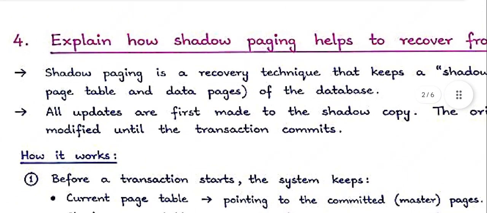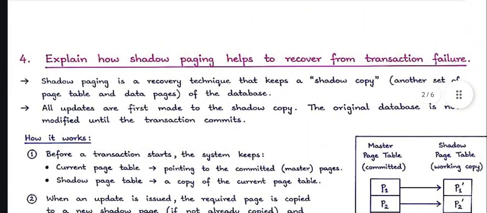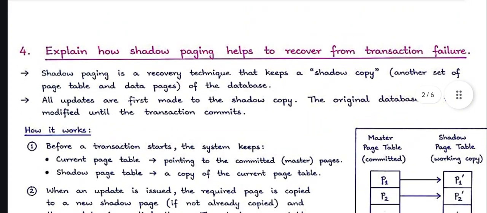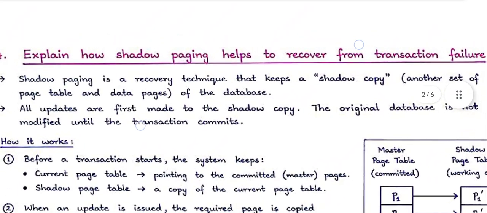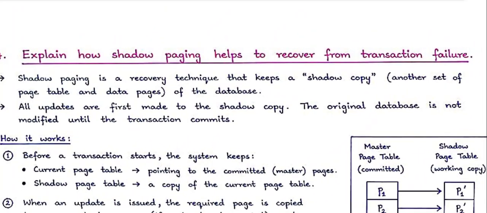Then explain how shadow paging helps to recover from transaction failure. What is shadow paging? Shadow paging is a recovery technique that keeps a shadow copy, another set of page table and data pages of the database. All updates are first made to the shadow copy. The original database is not modified until the transaction is committed.